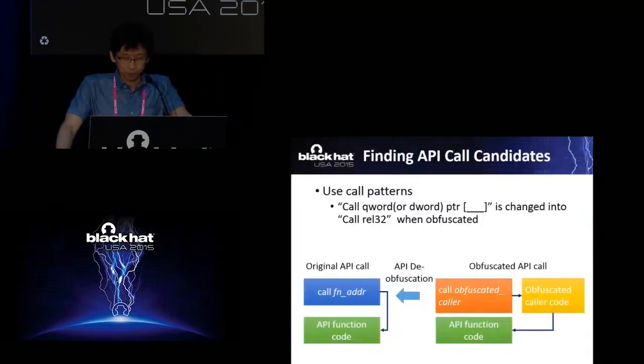So first we need to find API call candidates at the OEP. I use call patterns. In a 64-bit binary, a call to a pointer is changed into a call relative 32 when obfuscated. This is different between packers, so we need some prior knowledge on packers. But first, we find the obfuscated caller instructions.